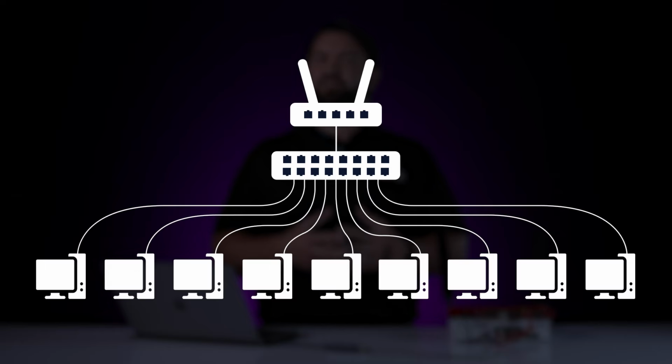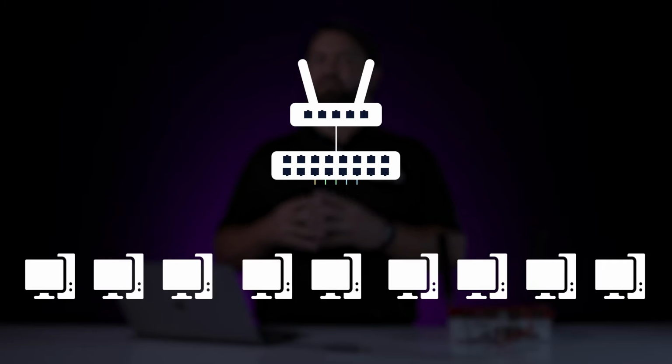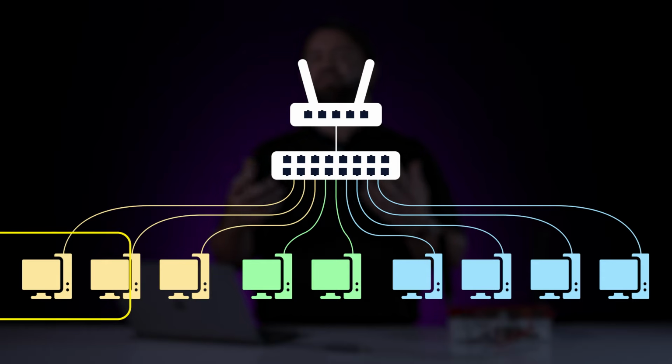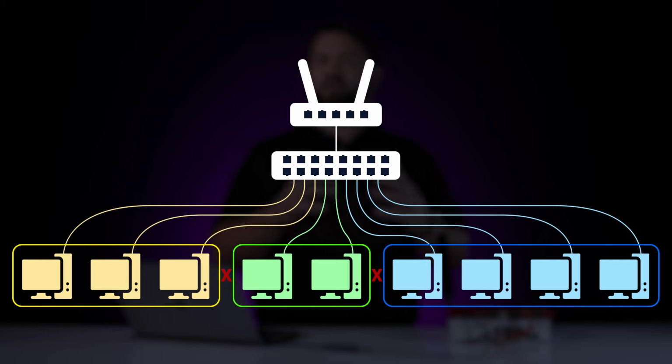A VLAN splits your physical network into smaller, separate networks. Even if all computers on your network are connected to the same physical switch, the VLAN isolates them into groups, which for all intents and purposes can't communicate with one another. So why might we want this? There are several benefits to arranging a network this way.